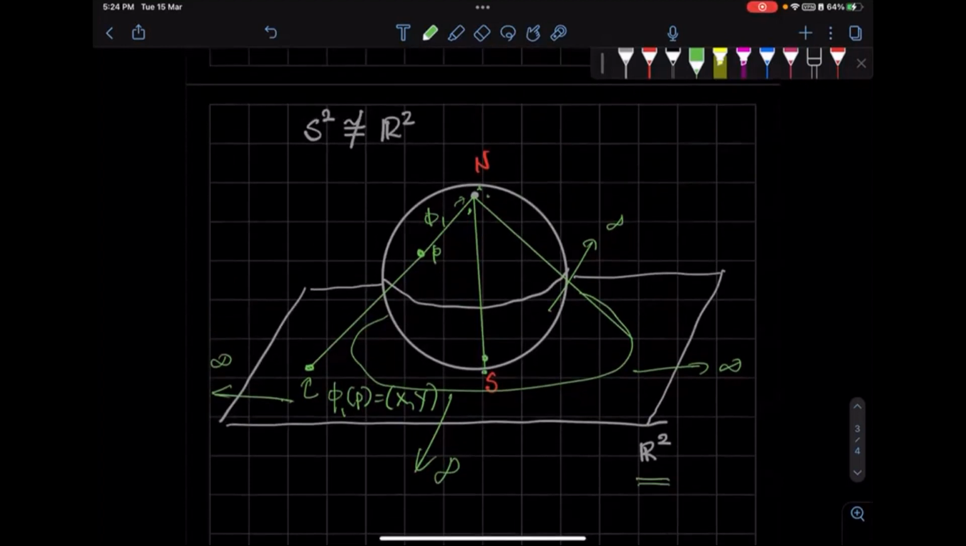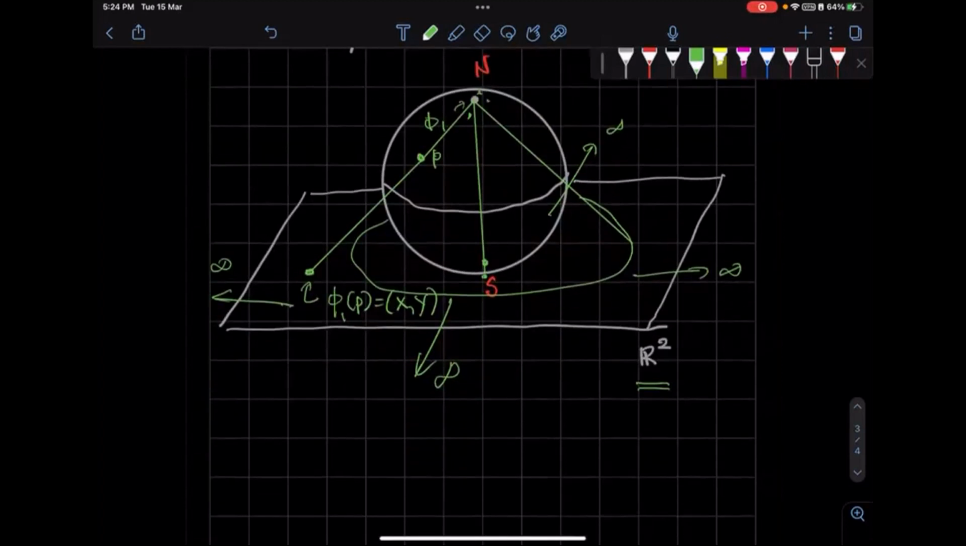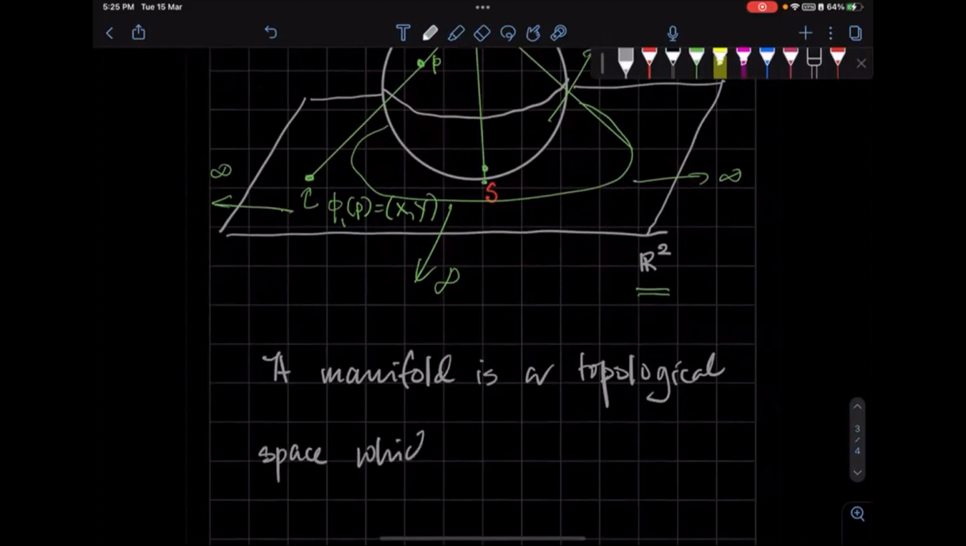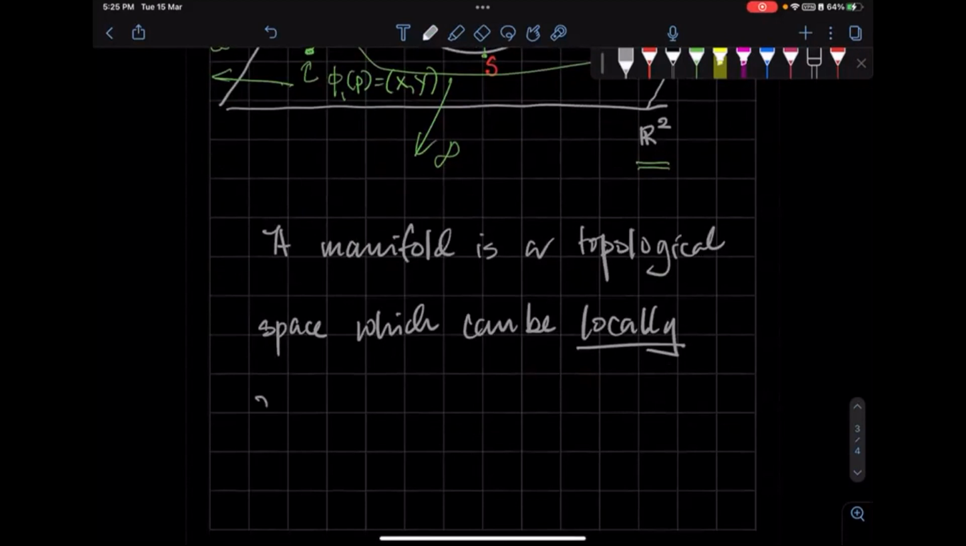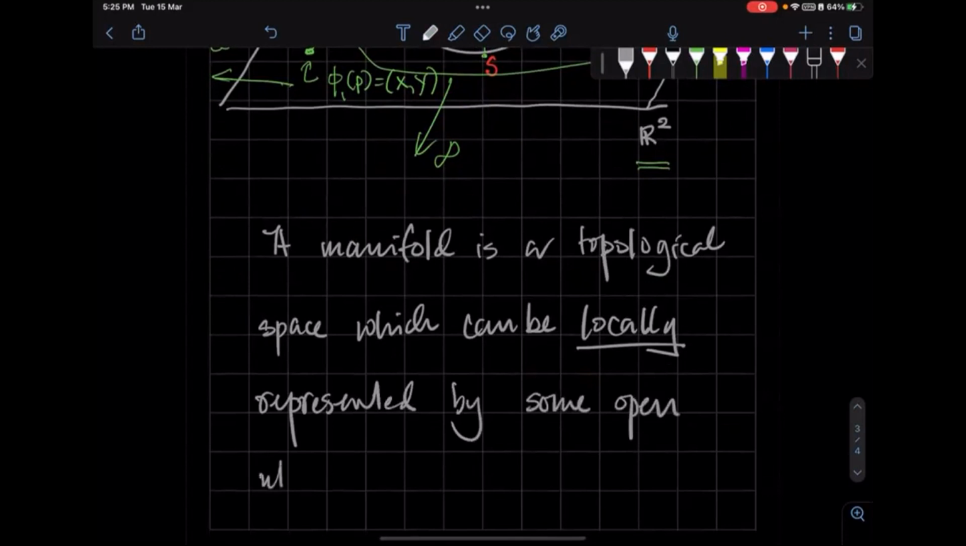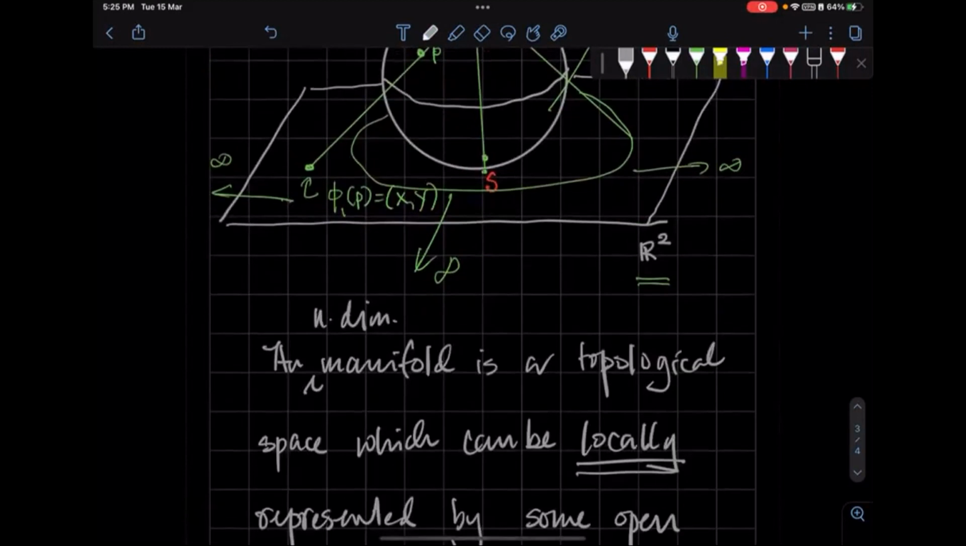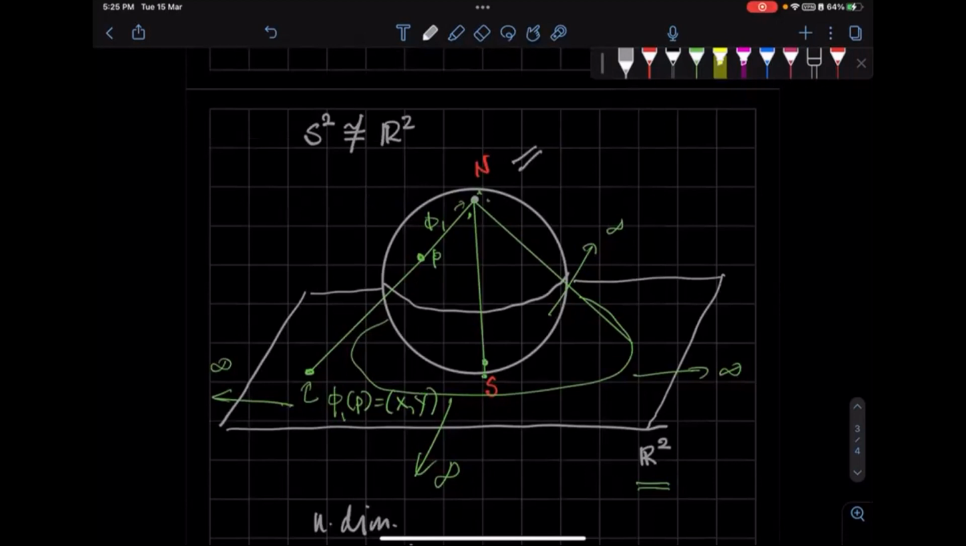So if you want to cover the whole, this is what it means when we say that a manifold is a topological space which can be locally, and the word local is the important word, locally represented by some open neighborhood of Rn. In this case, it's R2, okay? Or for an n-dimensional manifold. So here, local means that it cannot be globally covered. So here we see that the North Pole is excluded from this particular map.